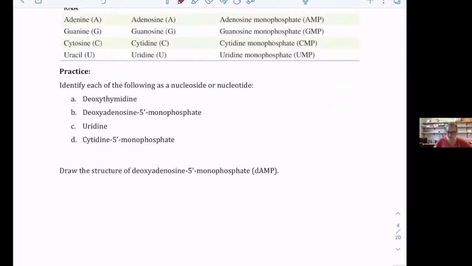So deoxythymidine, thymidine does not have a phosphate group on it, so it's going to be a nucleoside. Deoxyadenosine 5' monophosphate does have a phosphate, so it's going to be a nucleotide. Uridine is going to be a nucleoside. It doesn't have the phosphate. And then again, cytidine 5' monophosphate is going to be a nucleotide, because it has the phosphate.